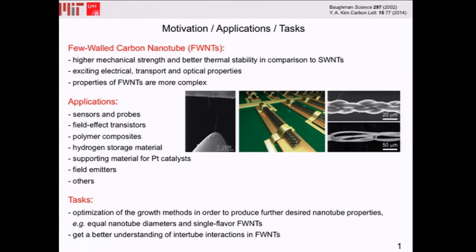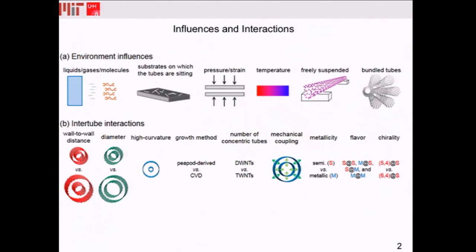So what do these intertube interactions mean? We have several influences on these systems. For example, the environmental influences. The double wall carbon nanotubes can be in liquids, in gases, in solids. So the Raman modes shift, and the properties change. The nanotubes can also be on different substrates, and the substrate interacts with the nanotubes, or we apply pressure on the carbon nanotubes and the modes shift, etc. Or we change the temperature. We can also study suspended tubes, or we have the case of a bundle where the outer tubes interact with each other very strongly.